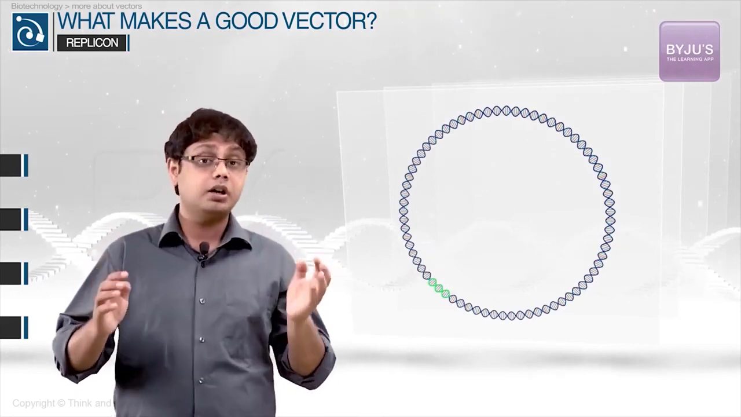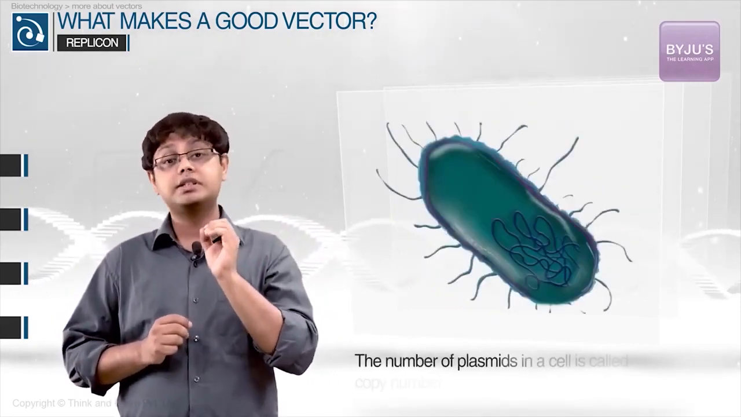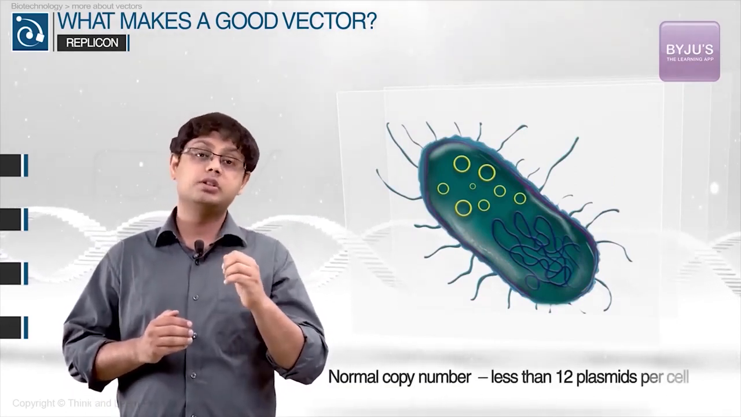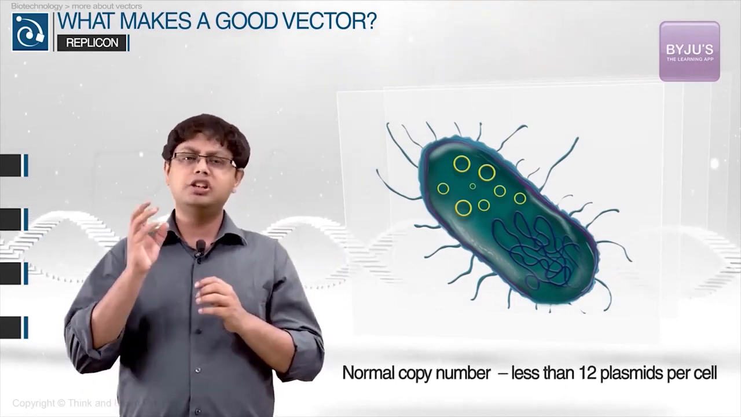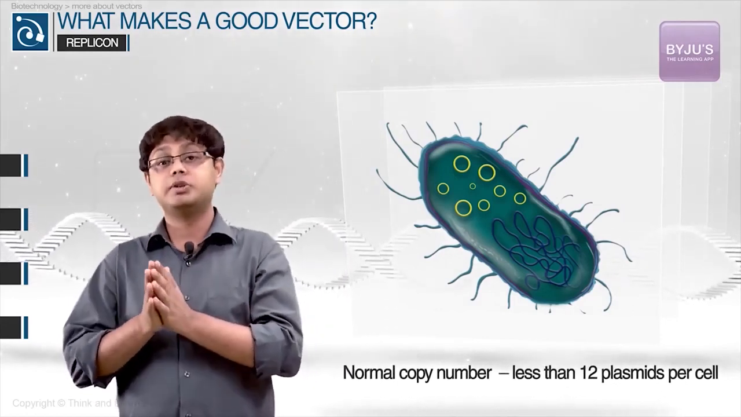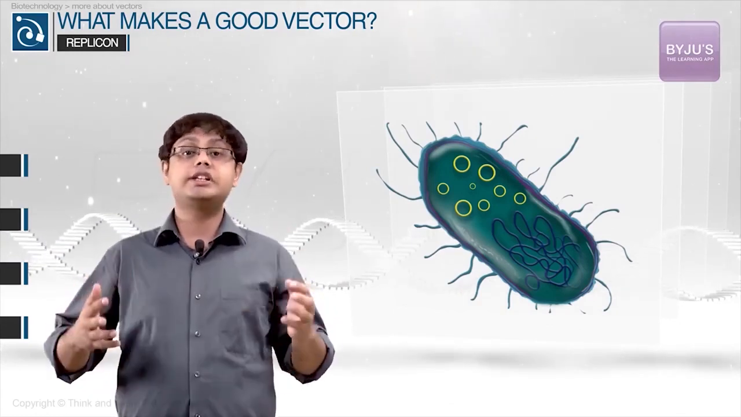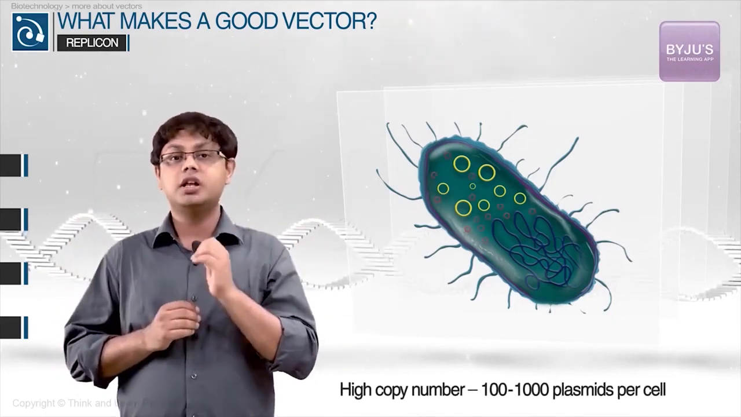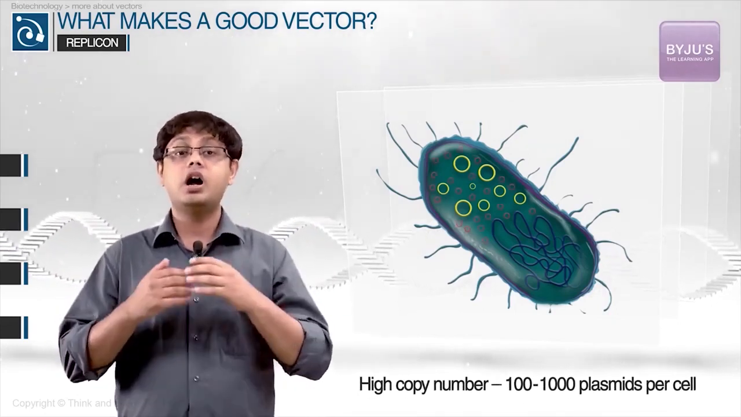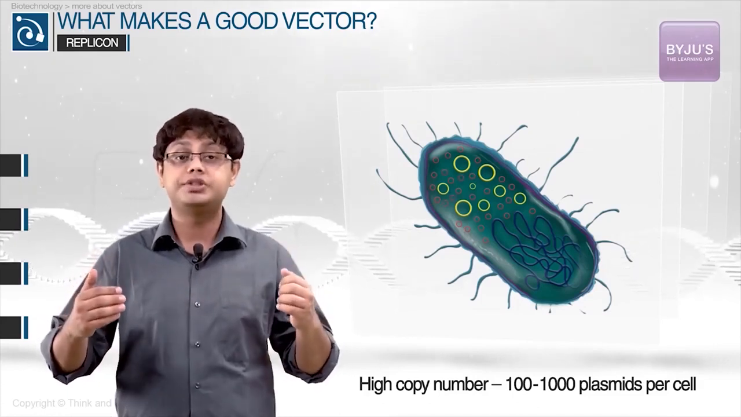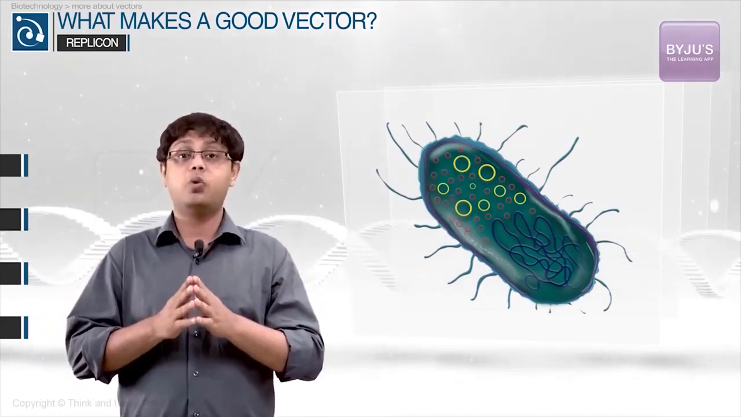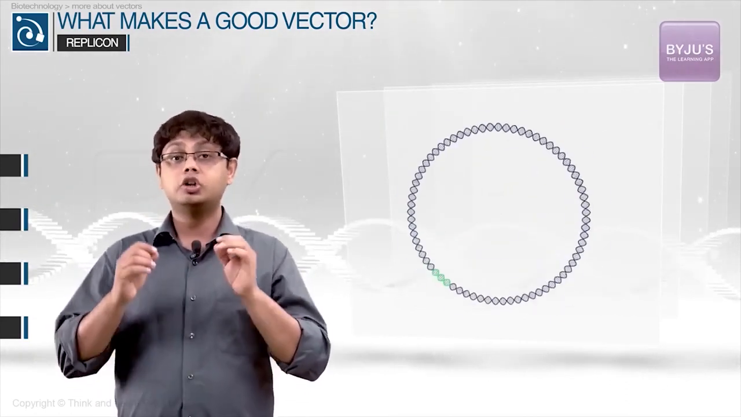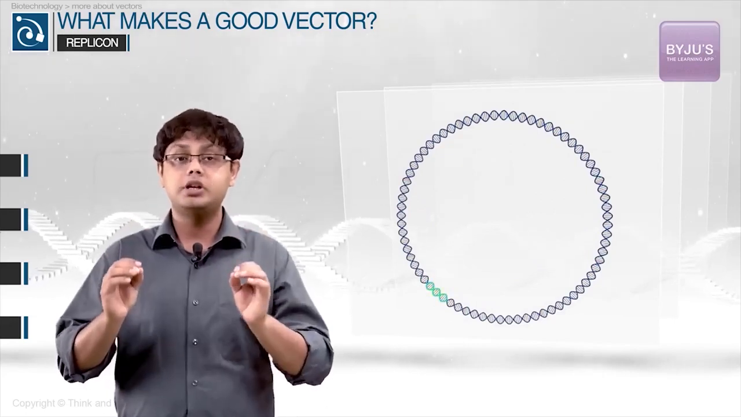What is copy number? Simply put, the number of plasmids in a cell is called its copy number. The normal copy number of plasmids in most bacterial cells is small, usually less than 12 plasmids per cell. However, many of the most desirable cloning plasmids are known as high copy number plasmids because they replicate repeatedly to create hundreds or thousands of plasmid copies per cell. So, if one wants to recover many copies of the target DNA, it should be cloned in a vector whose ORI supports a high copy number.